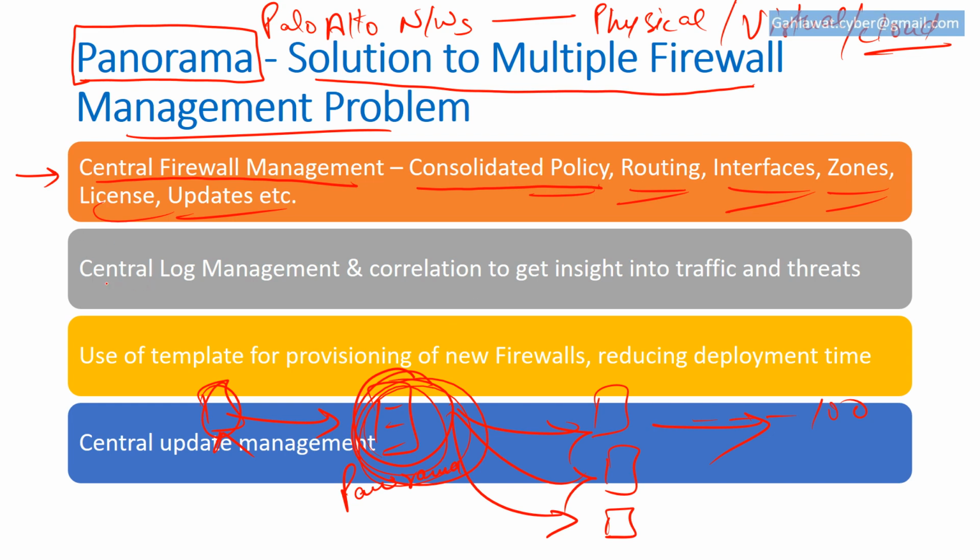Then the Panorama provides the central log management, meaning all these firewalls here will be sending their logs to the Panorama server. And then on this Panorama, the log correlation can be done to get more insights into traffic and threats. Now, if we don't have Panorama, then these firewalls will have limited visibility into the logs of these individual firewalls only. But this Panorama will be receiving the logs from all the firewalls in the deployment, and so it will have more insights into the threats and traffic.